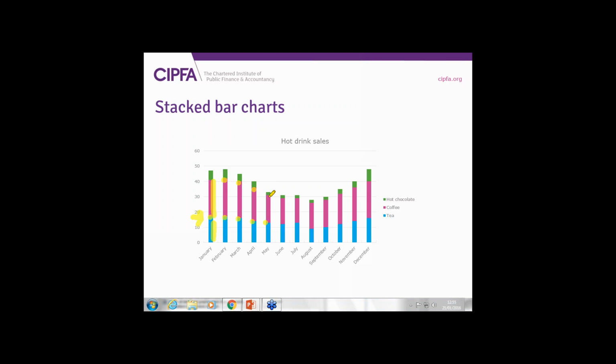And actually, the Economist Guide to Numbers, which is a brilliant guide to presenting numbers, I highly recommend it. They say that stacked bar charts are a good way to hide a bad number. So if you're trying to disguise the fact that, for example, your hot chocolate sales are terrible, by all means use a stacked bar chart, but otherwise I would generally avoid them.